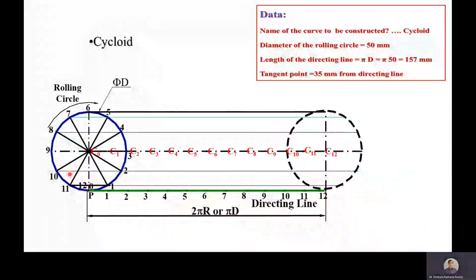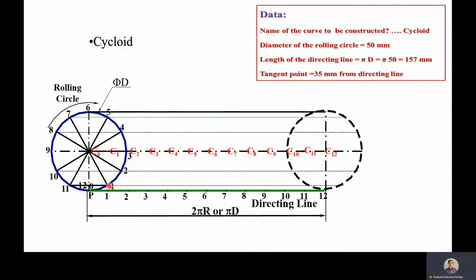If the circle rolls, then one division on this rolling circle is going to coincide on the directing line here, and two divisions on the rolling circle are going to coincide on the directing line here. The third division is going to coincide on the directing line here. The fourth division is going to coincide on the directing line here. Similarly, the remaining points also coincide on the directing line.